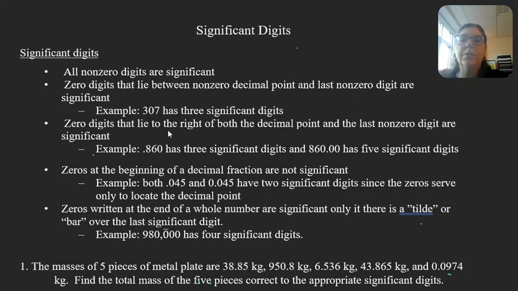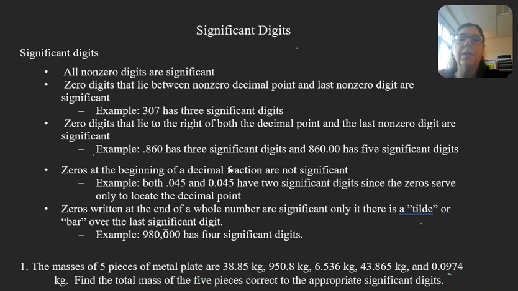If zeros lie to the right of a decimal and a significant digit, then they are also significant. So in 0.860, the 0 here is to the right of the decimal and a 6, which is a significant digit, which makes the 0 significant. In 860.00, these zeros are to the right of the decimal and a significant digit, making them significant. Therefore, zeros that are between them are also significant.